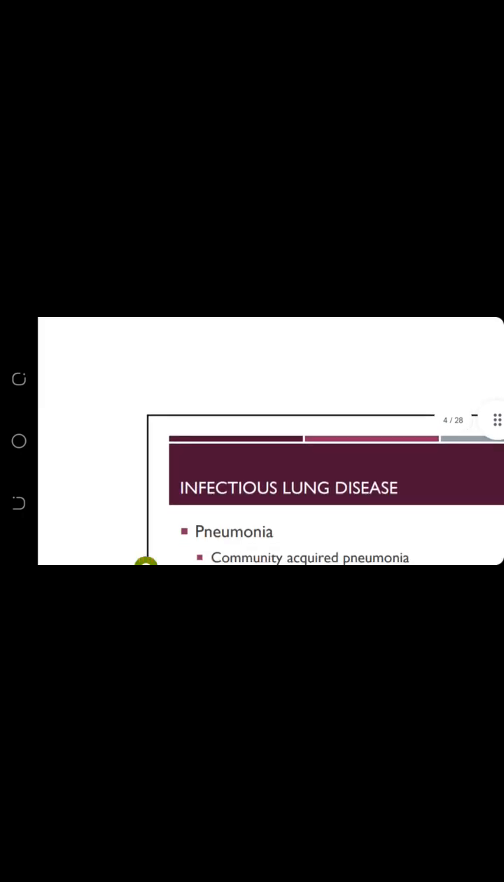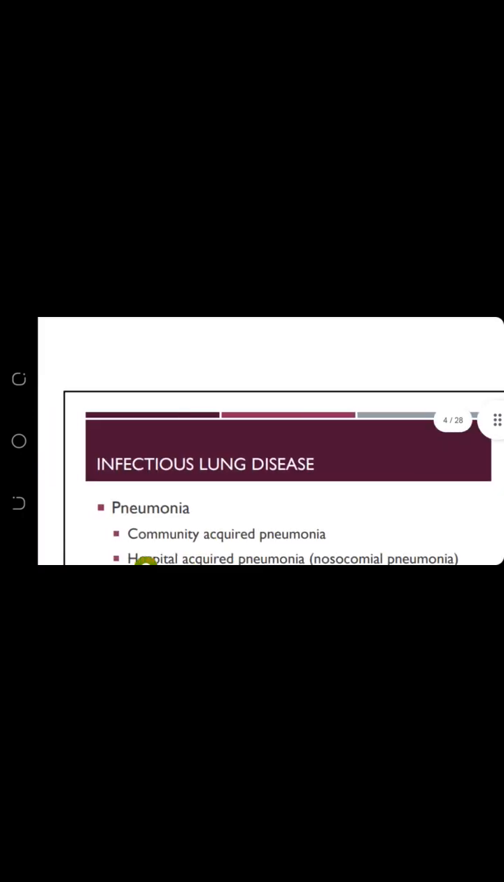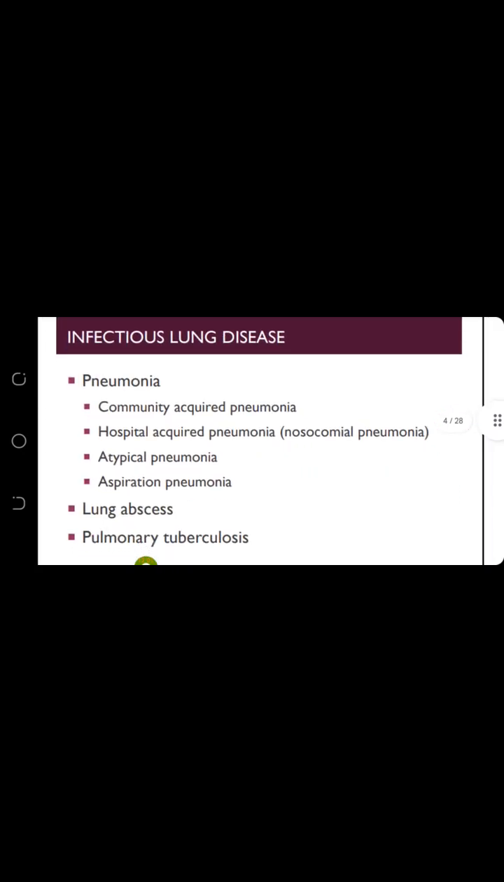Then the lower respiratory tract. Let's look at infections that are common in the lower respiratory tract. Well, we have pneumonia, one of the common conditions. Community-acquired pneumonia as well as hospital-acquired pneumonia, which is known as nosocomial pneumonia. Nosocomial pneumonia is the pneumonia acquired at the hospital, about 72 hours, that is 3 days, after you've been admitted. Then we have atypical pneumonia as well as aspiration pneumonia.